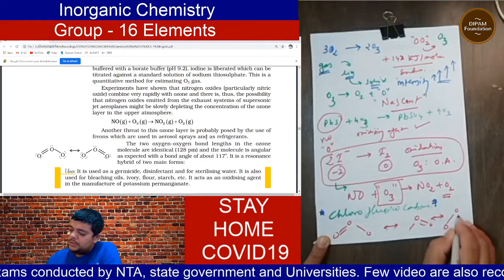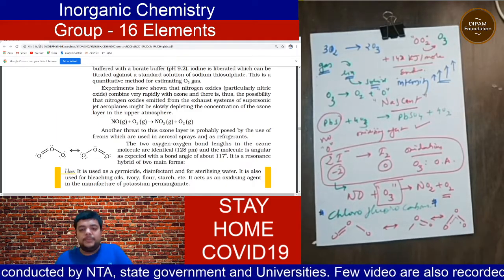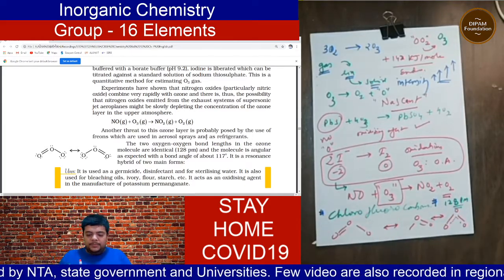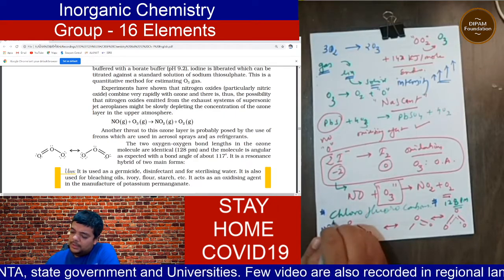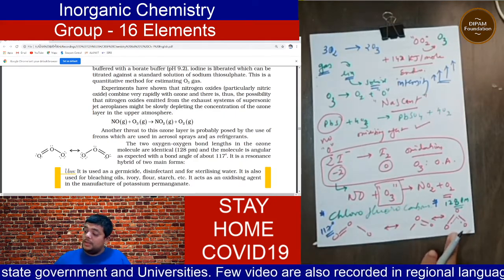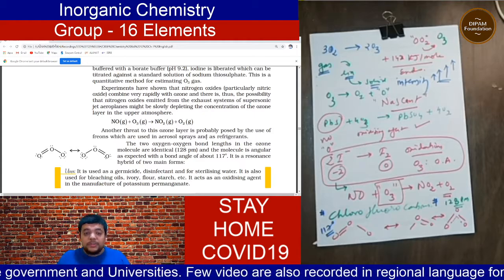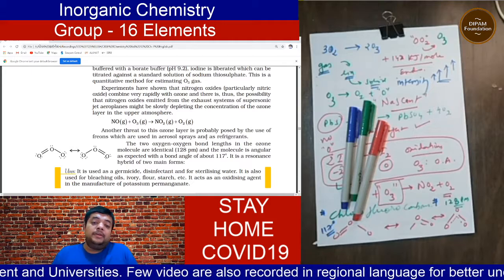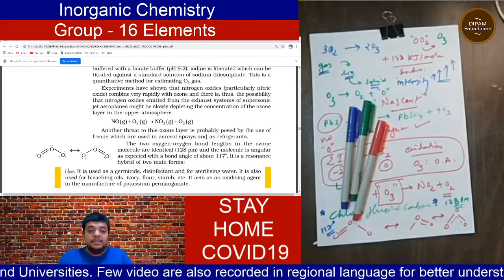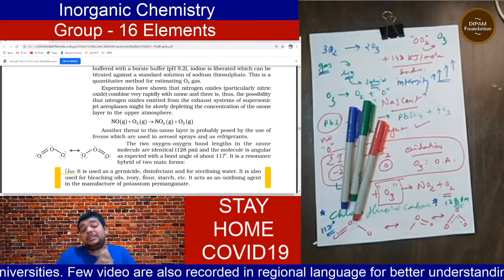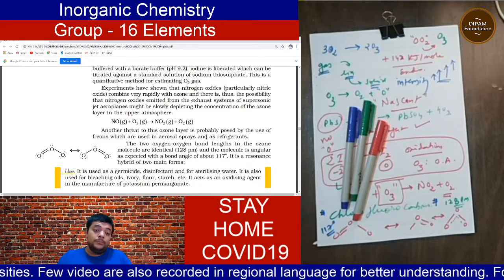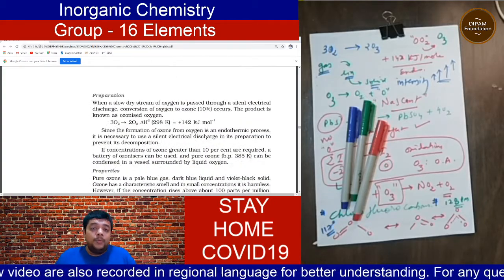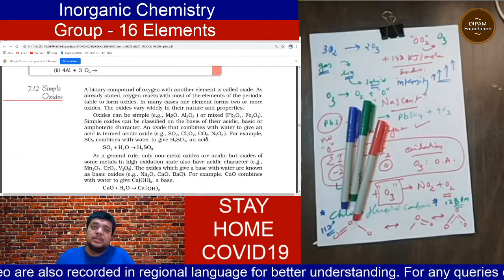Remember very well. Ozone is thermodynamically unstable with respect to oxygen since its decomposition into oxygen results in a liberation of heat. That is, entropy over here also increases. Enthalpy is negative. This can be seen from a reaction given over there. O3 results into O2 plus O. This O, which is always single, it is very difficult to get, but when you get it, it is called nascent oxygen. Remember these reactions very well.